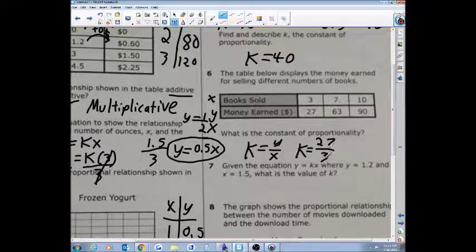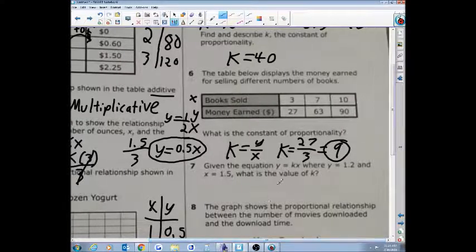So 27 divided by 3, remember this fraction bar means divide. 27 divided by 3 is 9. So in this case, k equals 9. We get the same thing if we divided 63 by 7 or if we divided 90 by 10. They're all going to give us a constant of proportionality, which is 9.